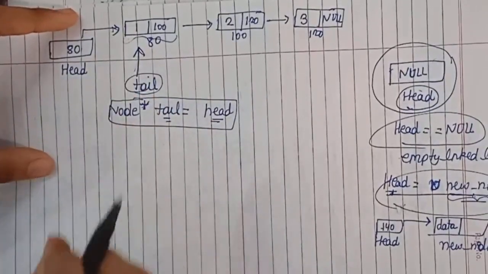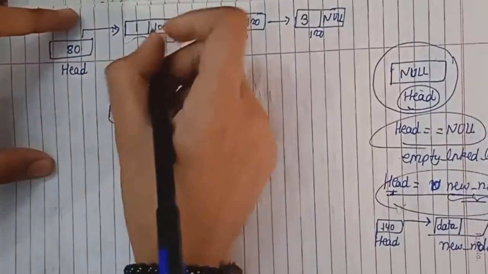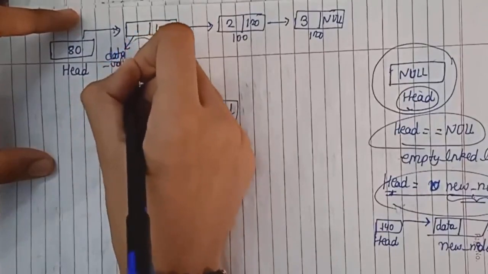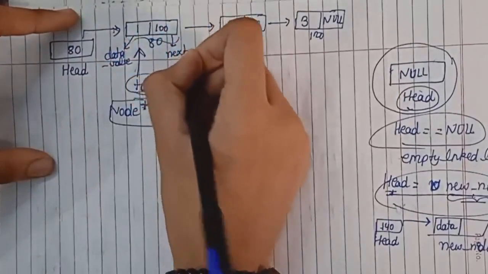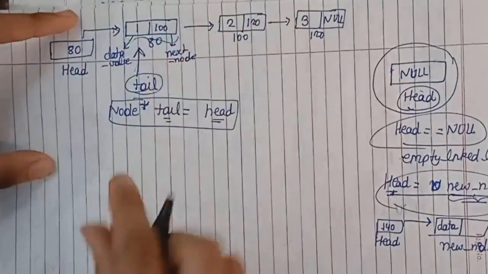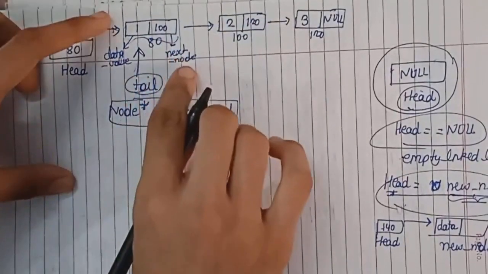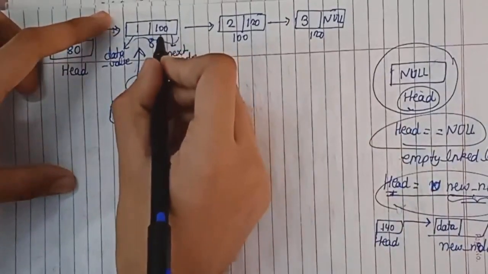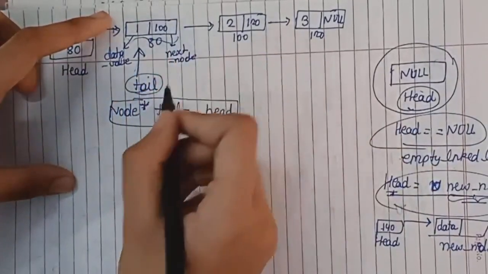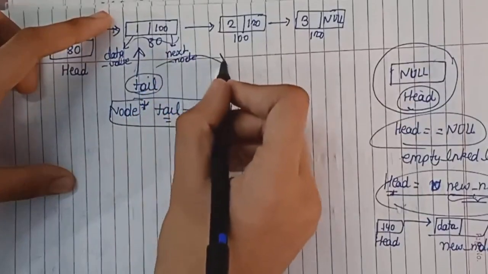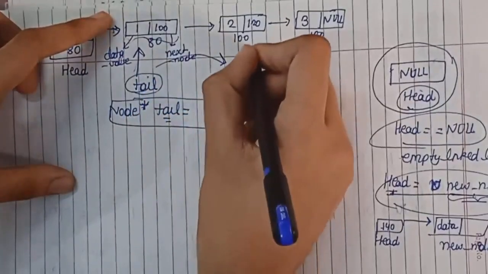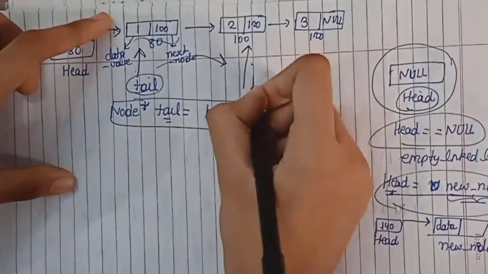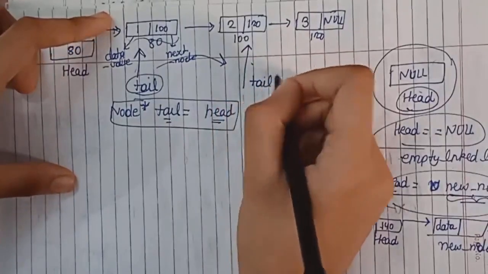And now what I will do, I will just check, as we know that this is the data value part and this is the next node part. So I will just check whether tail's next node is equal to null or not. So as you can see that it is not equal to null. So I will just move this to the next part. So now I will just make my tail pointer come here. So now tail pointer will come here.